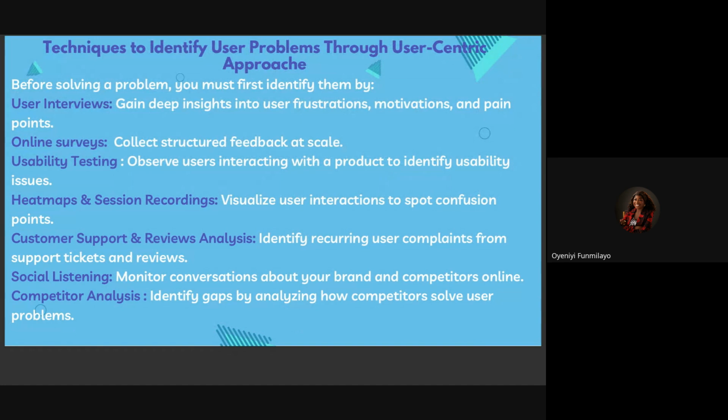So what are the techniques? Okay. So there are certain techniques to identify this user problem, because now we've been able to talk about the user customer journey map. We want to identify a problem now. How do we even identify this problem? One way you can identify a problem is by conducting user interviews.